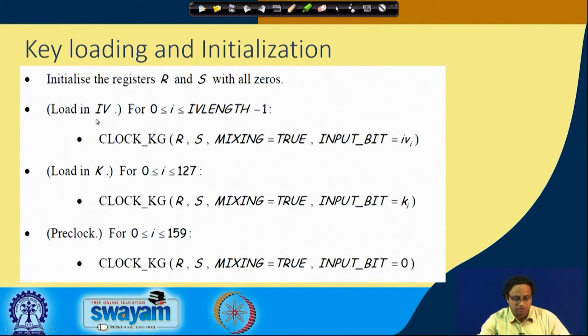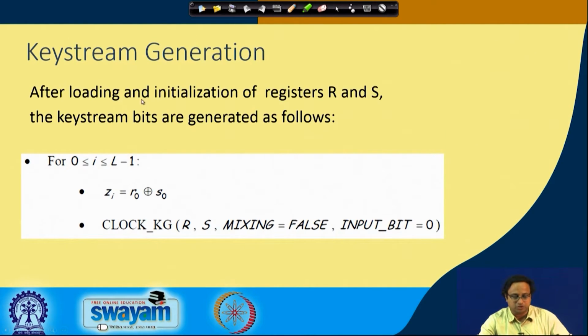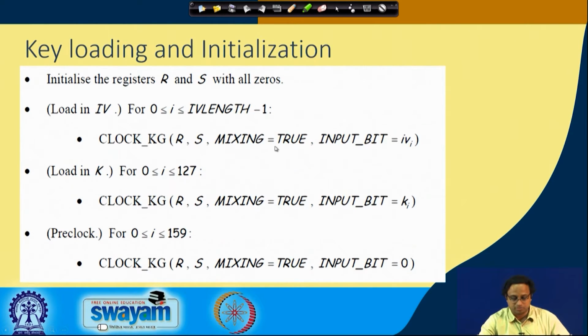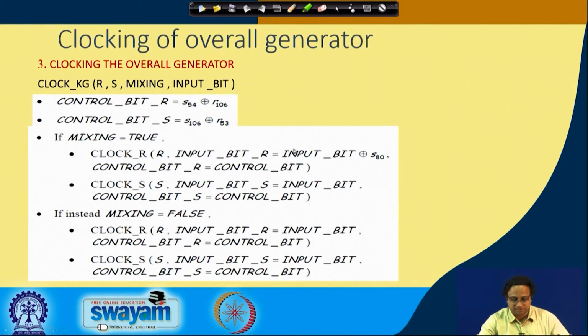So first you load in the IV and then you load in the key, K, and then you do a pre-clock session. After that you start your keystream generation. You can see that in all these states, mixing has been set to true, which means that since mixing is true, the clock register R is updated by this equation.